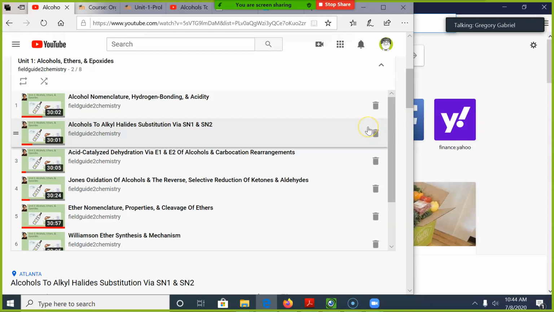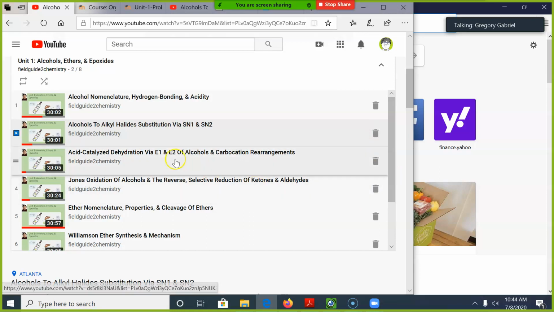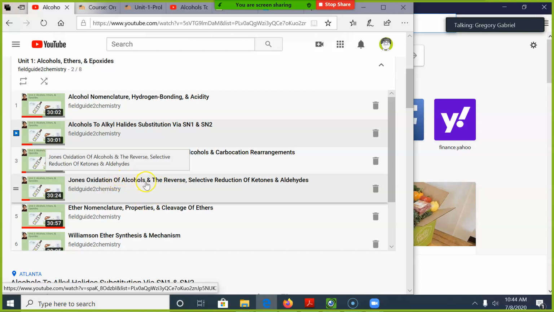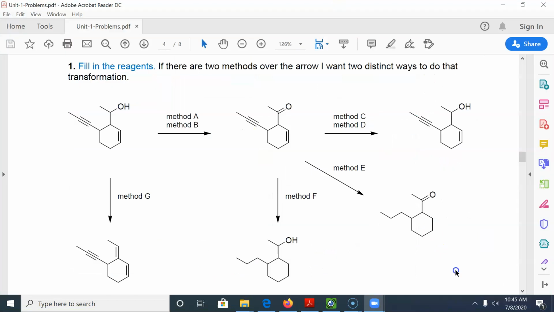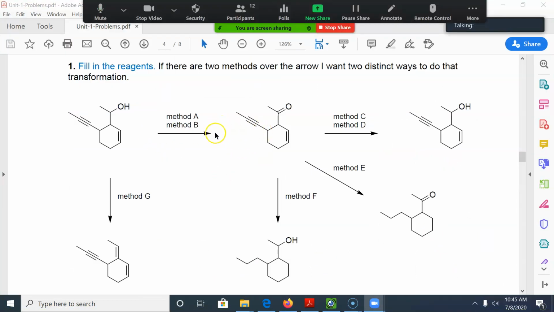What was I doing? I was trying to figure out where can we see that oxidation. Well, it's this one right here, Jones oxidation of alcohols, going from an alcohol to a ketone. This was a pretty good video because I was able to fit in also reduction, the opposite. So these are complementary, oxidation and reduction. Let me remind you what our task was: to figure out what methods we can use to do this oxidation.